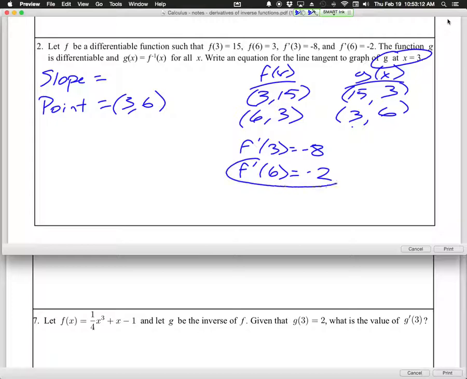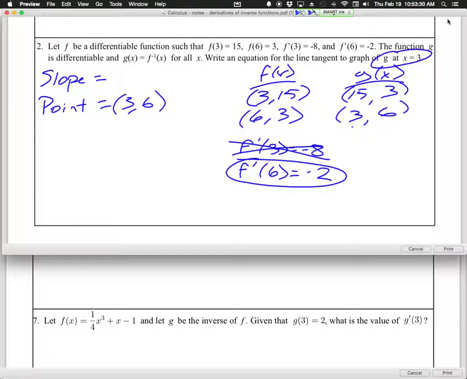Because it's the opposite. Since g is x, it's the opposite. That's the y value of the one that has x equals 3 for g. Yeah, I want somebody to explain it a little bit simpler.